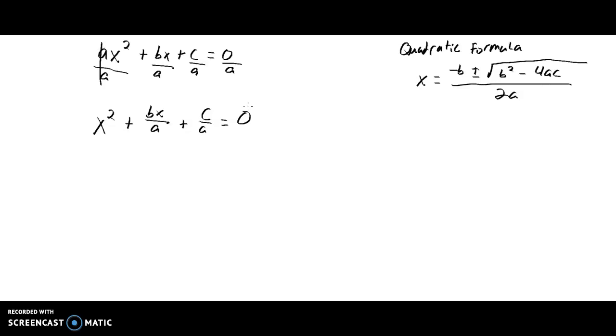So again, we need to isolate this x squared. That is our overall goal, to get this x squared by itself. So we're going to start by subtracting the c over a from both sides. So if I subtract c over a from this side and subtract c over a from this side, I'm going to come up with x squared plus bx over a is now equal to negative c over a. And this is getting closer to looking like something I can factor. So I need to complete the square to make this factorable.